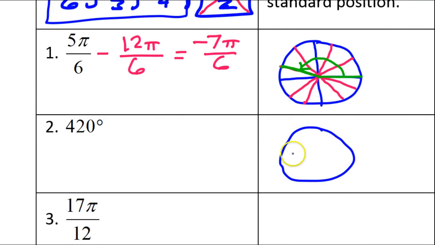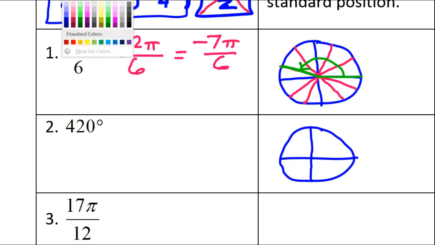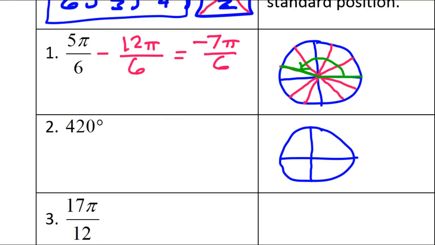Now let's talk degrees. Remember that all the way around a circle is going to be 360 degrees. So we're talking about an angle that is bigger than 360 degrees. So keep that in mind. So how much bigger, by the way? Well, we'll figure that out as we go. So standard position is going to be like this.